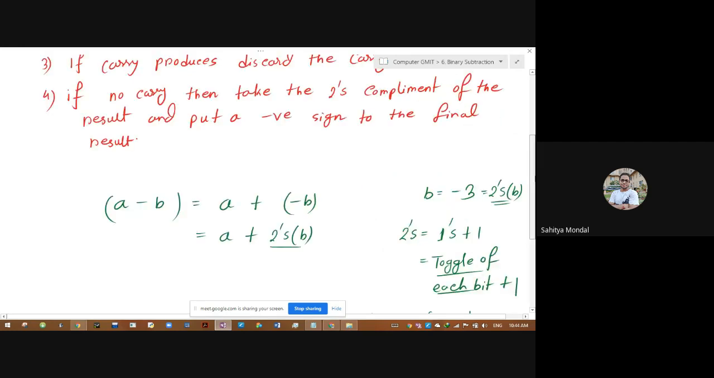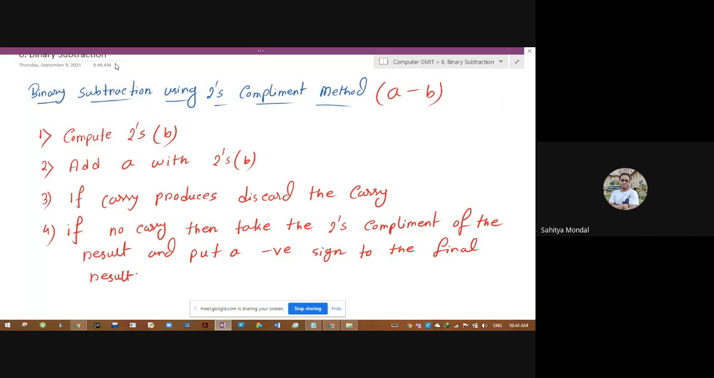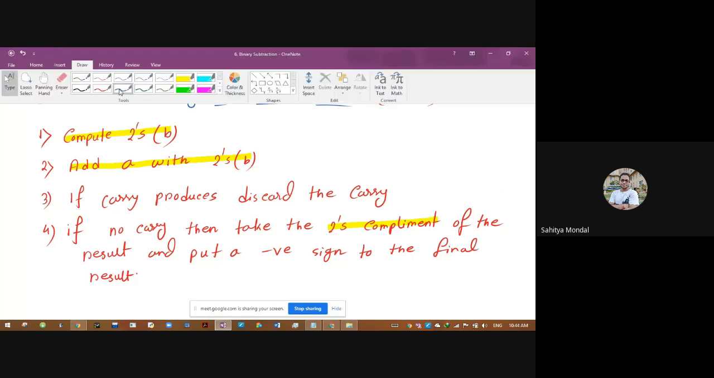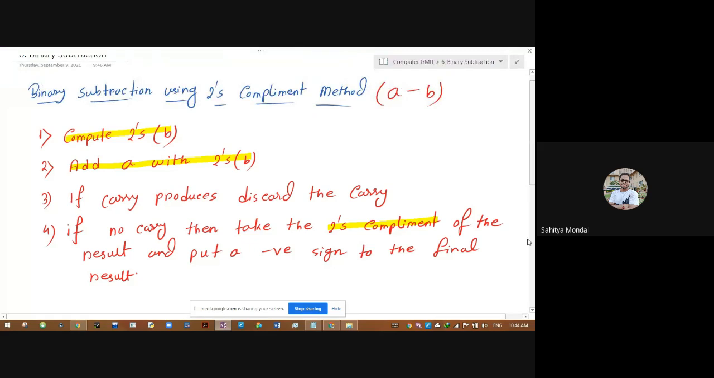Okay, so now, this is the first step, which is clear to you: compute the 2's complement. Next, add a with the 2's complement of b. Whatever we computed in step number 1, we will add that result with a. Now after addition, if the carry is produced, we will discard the carry. If no carry is present in the result, we need to find the 2's complement again of that result and put a negative sign in the decimal number. The things will be more clear to you if we do some numericals. So let's start some numericals.